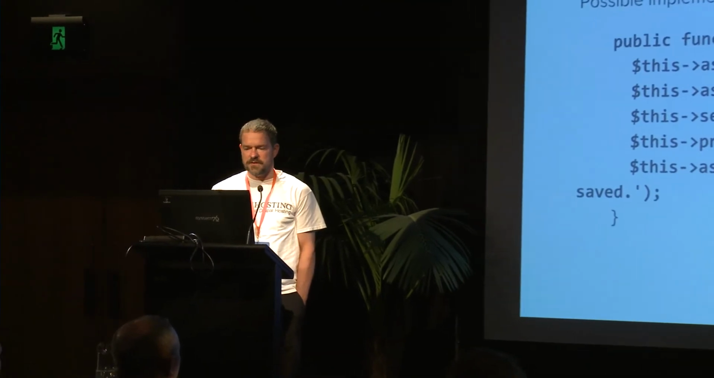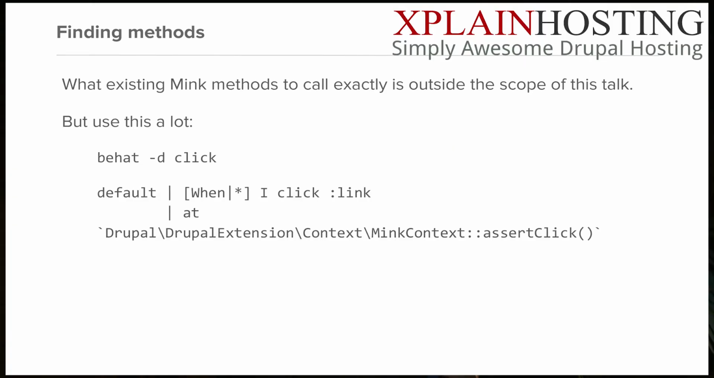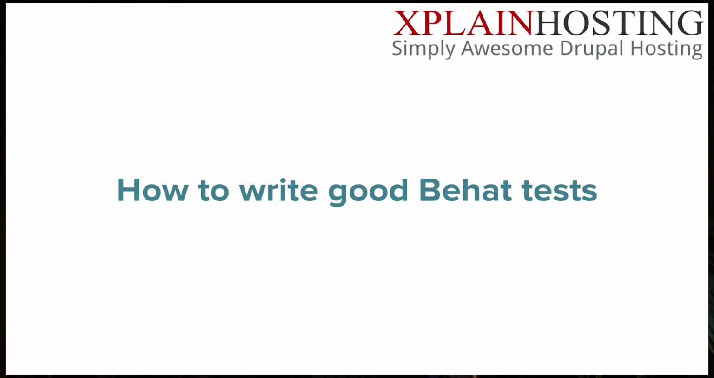Usually it's helpful to use these built-in steps because they make things easier. If I didn't have, for example, a press button, what I would need to do is find a button element on the page, and I need to actually execute a click method on that element. This makes your code read a bit more concise. But what methods there are is outside the scope of this talk. So, a summary: we use the D option to find methods to actually call in our own steps.